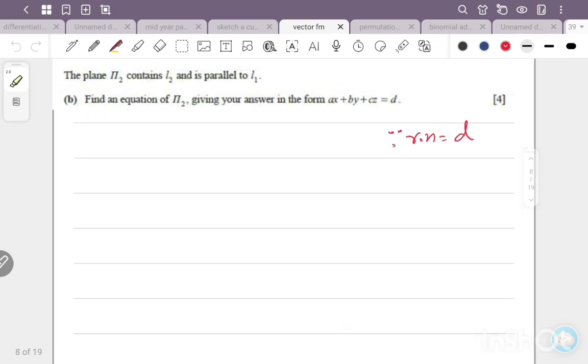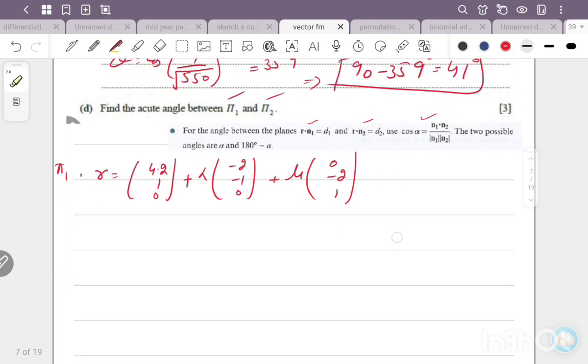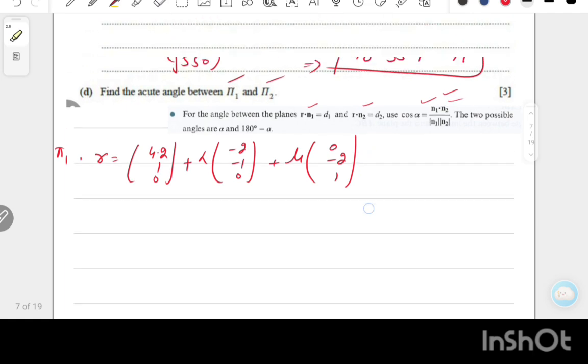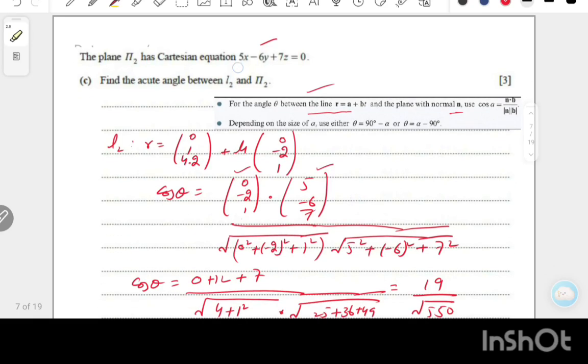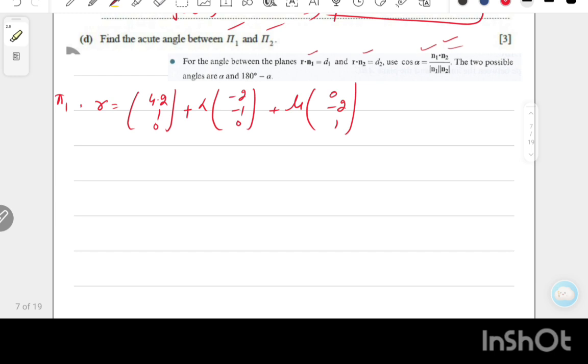Okay, now we have to solve this one. Dear students, first of all we know the normal n2, which is given in our third part. But we don't know the normal n1. First we find the n1 equation. For this purpose we take the cross product of these two terms. How do we multiply? i, j and k: minus 2, minus 1, 0 and 0, minus 2, 1.